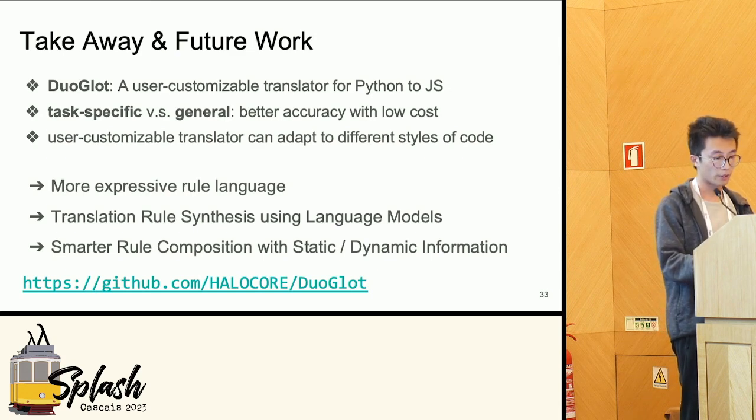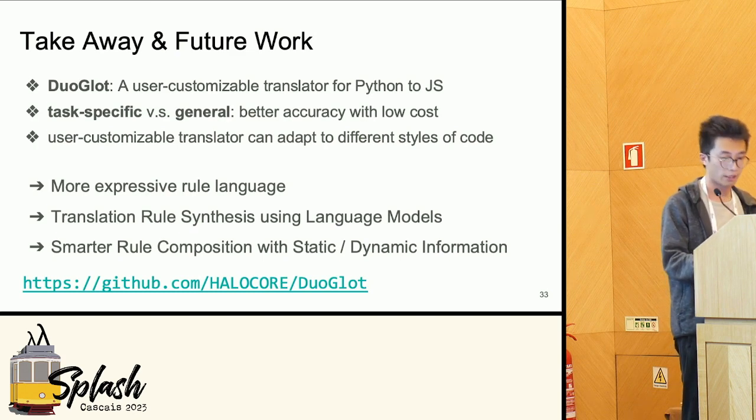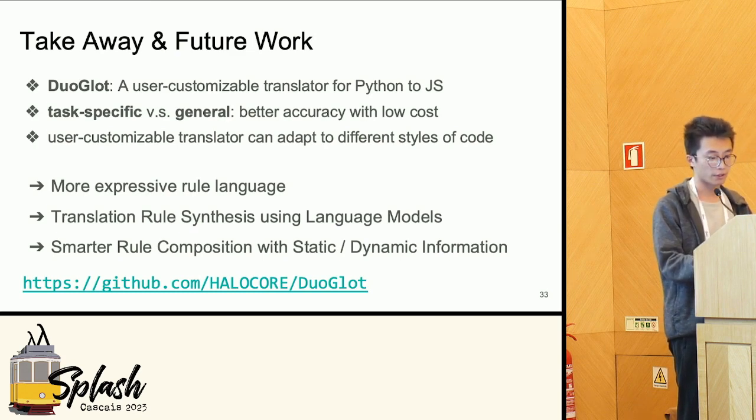The future work includes designing a more expressive rule language so that fewer rules are needed, and we can also consider synthesizing translation rules using language models. The rule composition can also be improved to leverage static and dynamic analysis to reduce the number of retries.